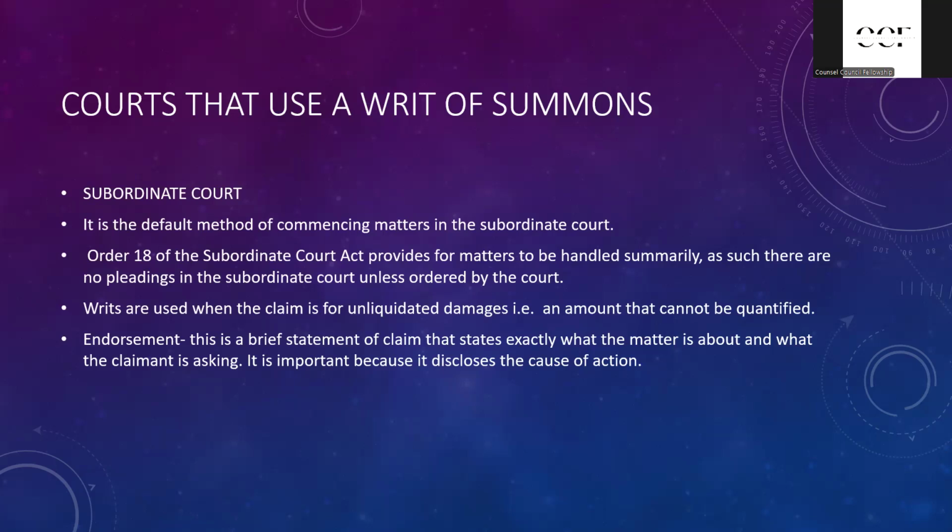The last thing are the endorsements that you put on a writ of summons, and this is what differentiates the writ of summons in the subordinate court from the writ of summons in the high court. It is what you endorse upon that writ of summons. In the subordinate court, you endorse upon it what we call a brief statement of claim. That brief statement of claim is what gives the defendant an idea of what they are going to court for. It discloses the cause of action.